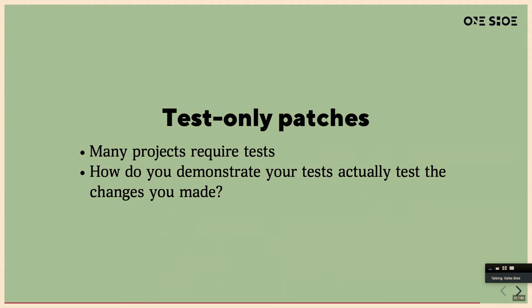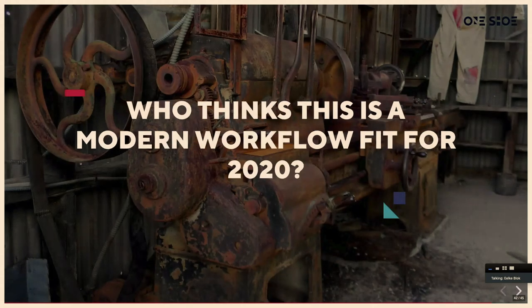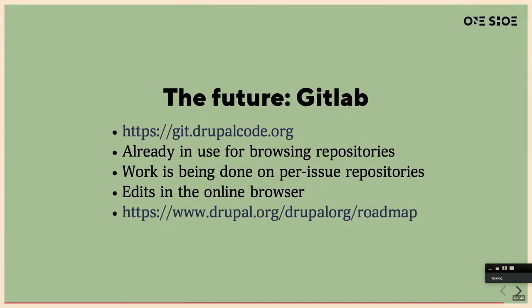So that concludes my slides on the current state of things. I was hoping that I was actually there to see you, but basically I don't think anybody currently thinks this is a workflow that is fit for 2020. The future, and we're already with one foot in that future, is GitLab. It's already being used on Drupal.org. There's git.drupalcode.org, which is where you end up if you click the browse code repository link that every project page has.